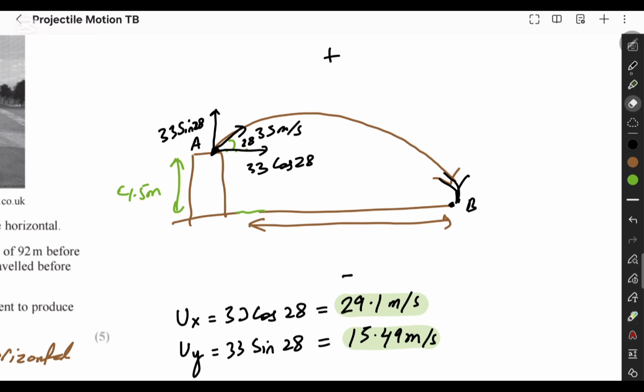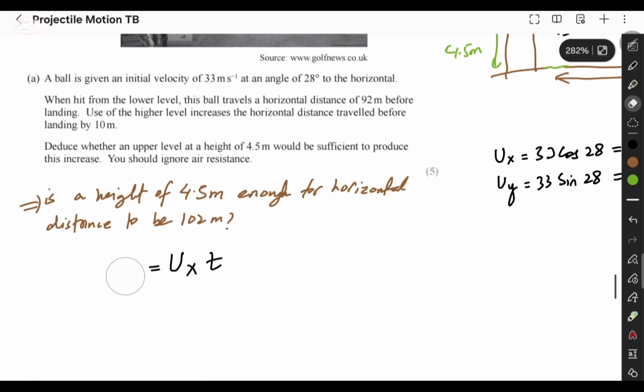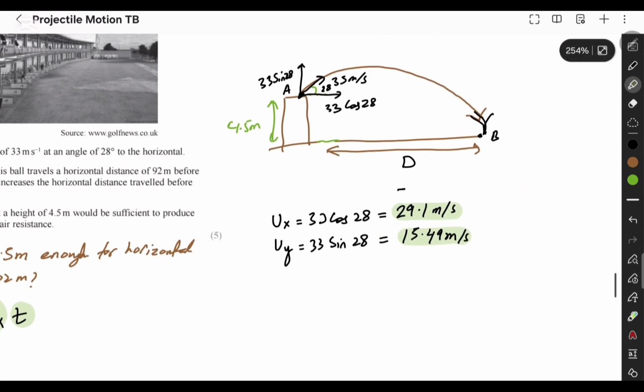And I'm going to remove this and call this distance D. This is what I want to find out. Okay. Now to find that distance D, I already know Ux. I want to find the time taken to go from A to B. That's the main thing.